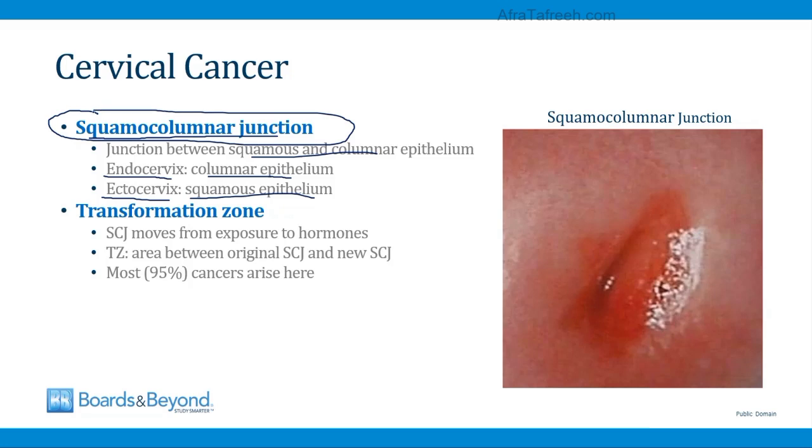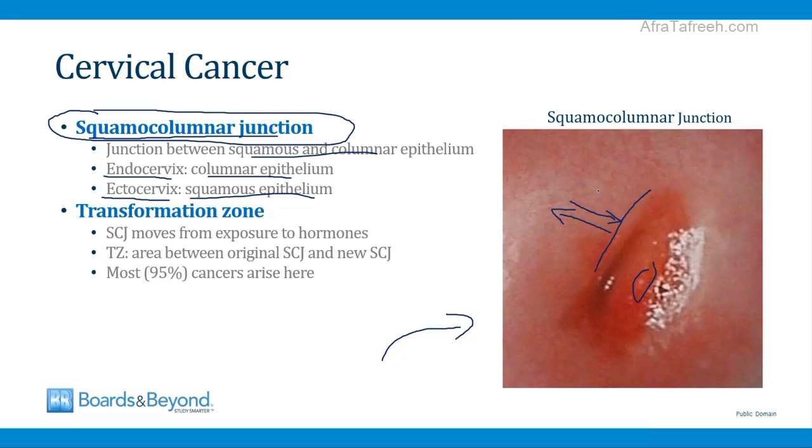And so the junction where the epithelium changes from squamous to columnar, called the squamocolumnar junction, that's where most cervical cancers arise. If you look at this picture on the screen here, the dark beefy red area here is the endocervix, that's columnar epithelium, and you can see the line of demarcation where it changes to squamous epithelium, that's the squamocolumnar junction. You also should be aware that the squamocolumnar junction moves throughout a woman's lifetime. It can be further out or it can come back further in.